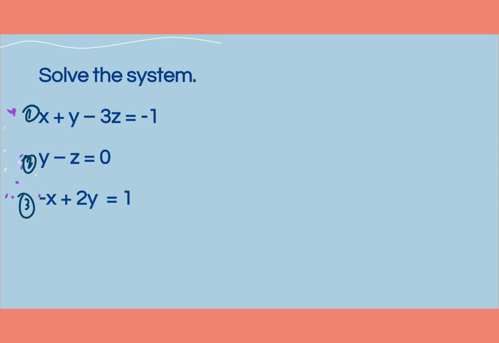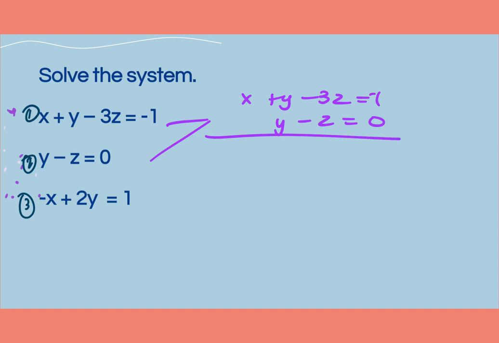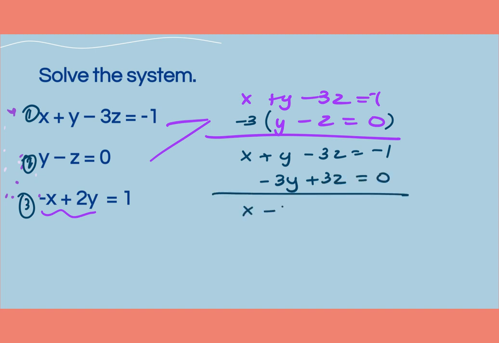But if you didn't, it's okay too. Remember, there's different ways to do these. So if I do 1 with 2 and I get x plus y minus 3z equals -1 and y minus z equals 0, my goal would be to cancel out based on 3, the z. It would be easy to cancel the y, but I could also cancel the z, and I'd get x plus y minus 3z equals -1, and then -3y plus 3z equals 0. And I get x minus 2y, these cancel, equals -1.